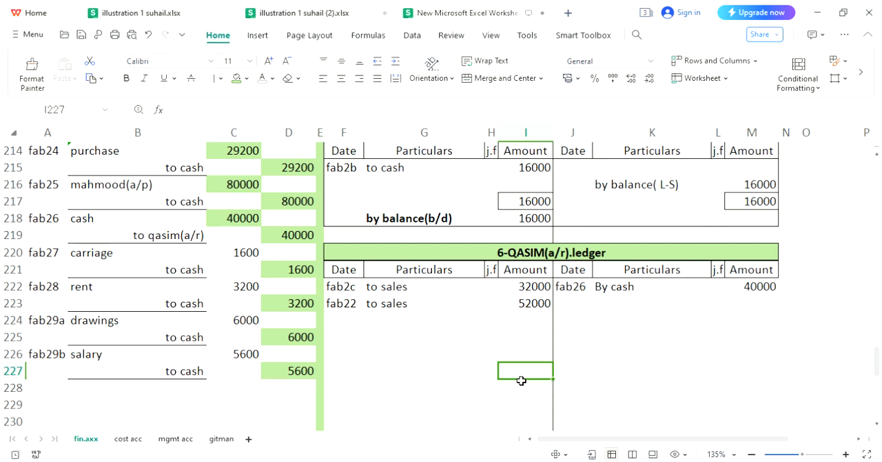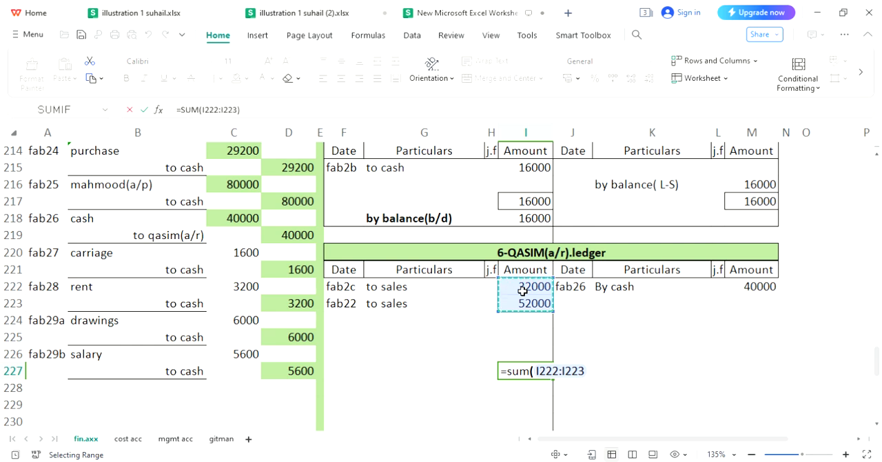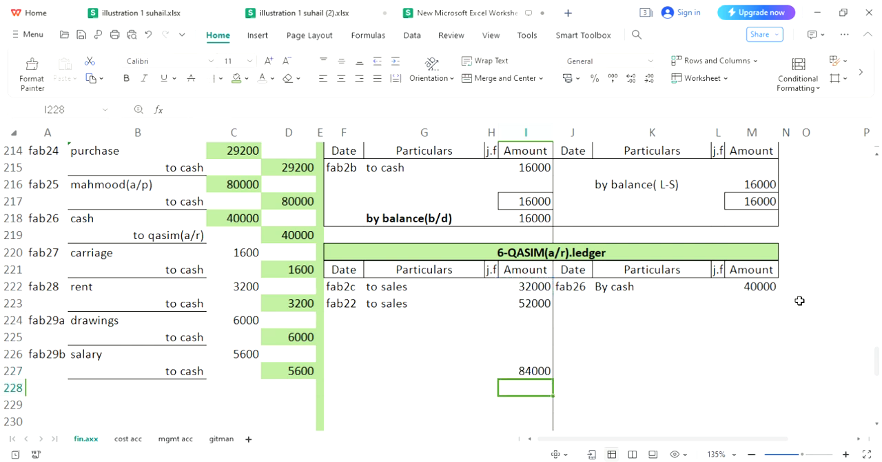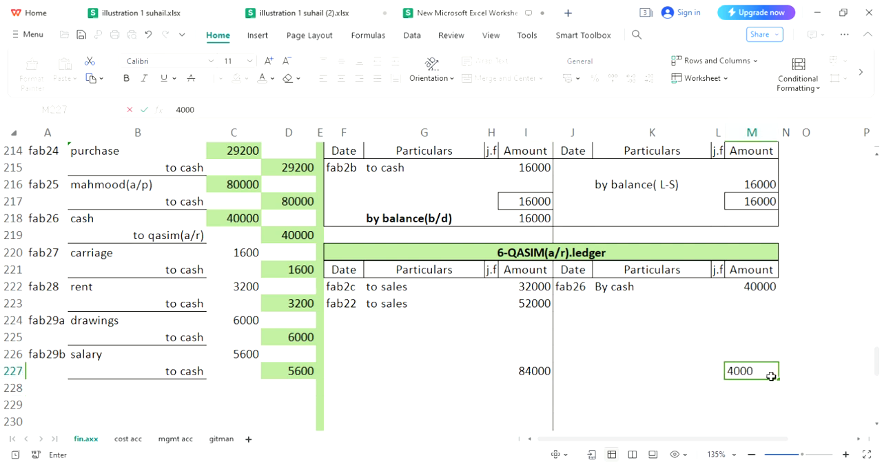To calculate the balance, there are a few steps. First step is to calculate the sum of both sides. Here we are on the debit side, so initially we will calculate the sum on the debit side. And how will you calculate this sum? I'm just taking help from Excel and asking Excel to take the sum of these two amounts. So the sum of the debit side has arrived at 84,000, and the sum of the credit side would be 40,000, as it's the only amount mentioned on the credit side.